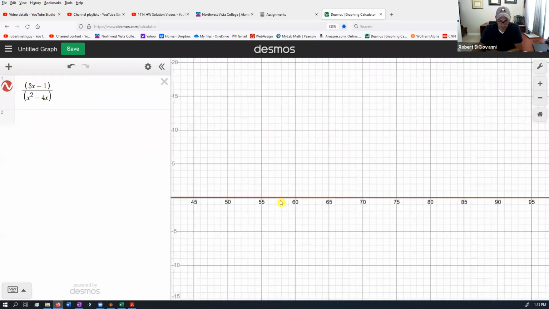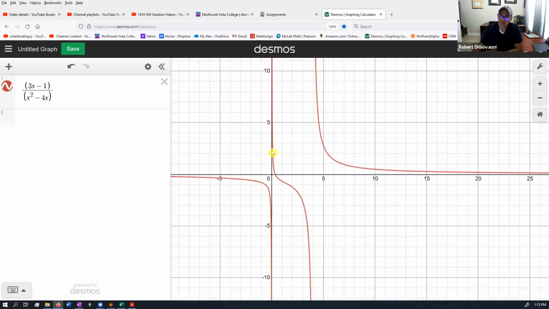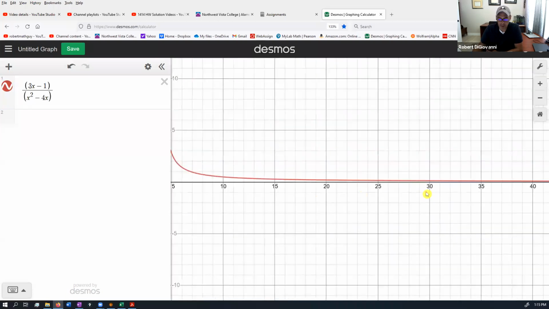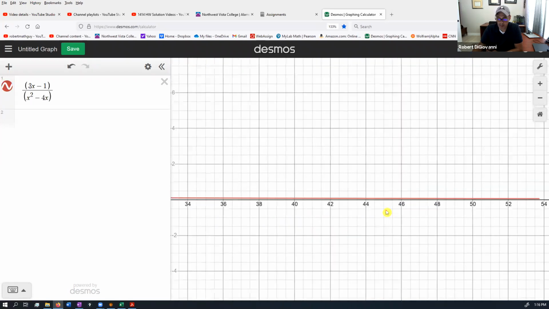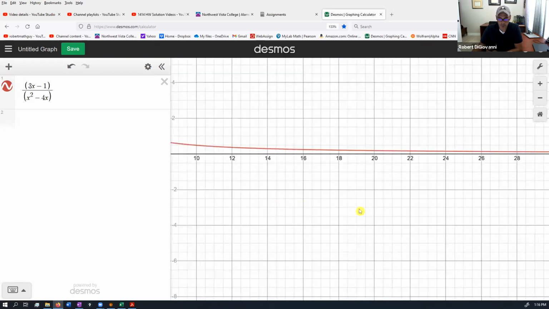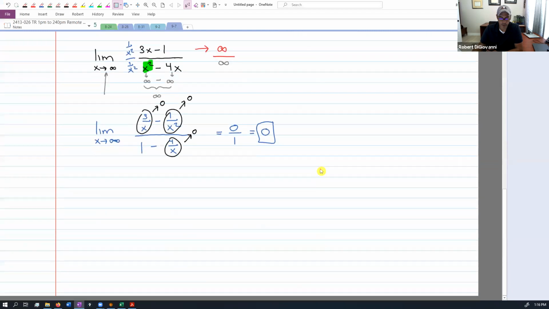So here's the graph of this one. And you can see, when x is small, things aren't happening the way that we're saying they're happening. But when x gets big and you go out this way, you can see it's approaching 0. Is this all clear? All right.